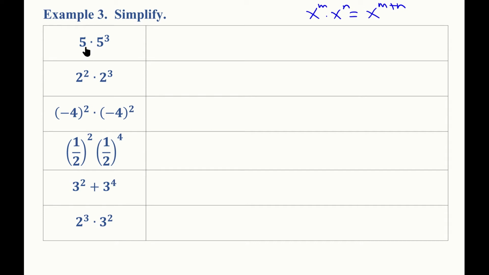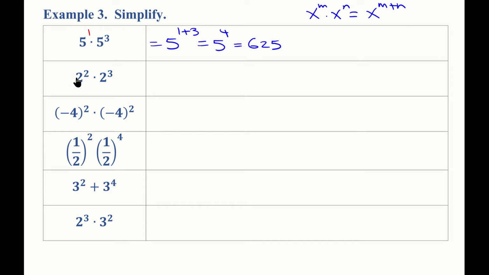So here we notice that the exponent is that invisible 1, right? There's always an exponent. If it's not written, then it's 1, okay? So here we're just going to get 5 to the power of 1 plus 3. So we get 5 to the power of 4. We've seen that before. That's 25 times 25, so 625.